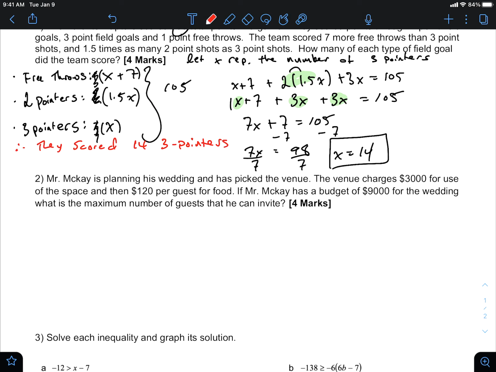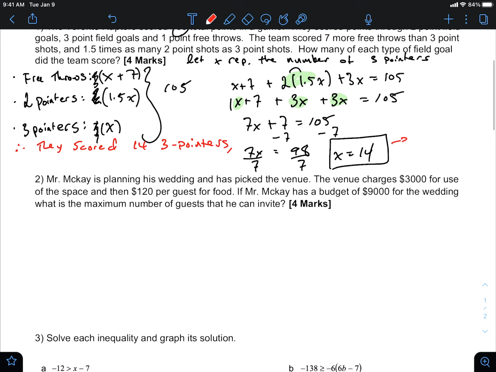So then they scored 14 3-pointers, and then you could go, where to write this. I should have given you guys more room than this. 1.5 times 14. Everybody understand? That'd be the number of 2-pointers made. So that's 21 2-pointers. And you have the 14 plus the 7. That's 21 again. So 21 free throws.